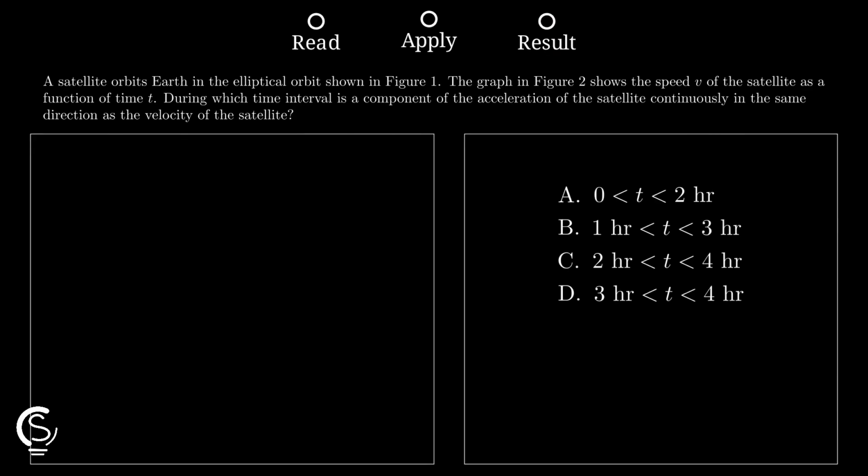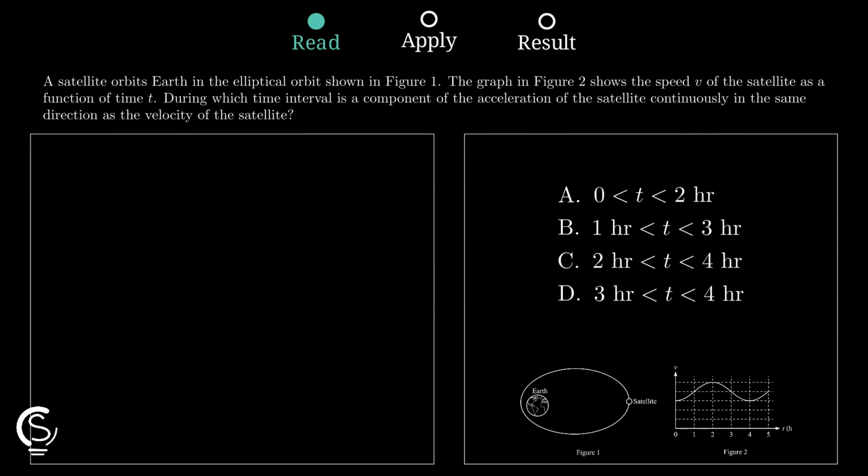First, we need to understand that if a component of acceleration is in the same direction as velocity, the satellite must be speeding up. This is a key physics concept here. That specific component is called tangential acceleration. When it aligns with the velocity vector, the magnitude of the speed increases over time. We just need to check the provided speed graph.